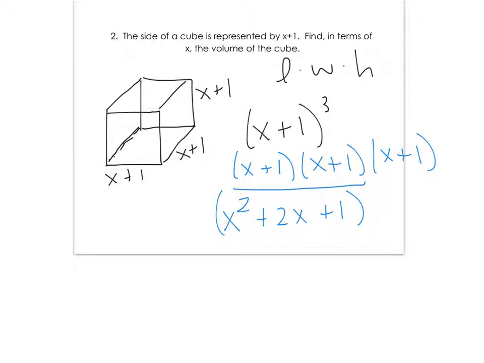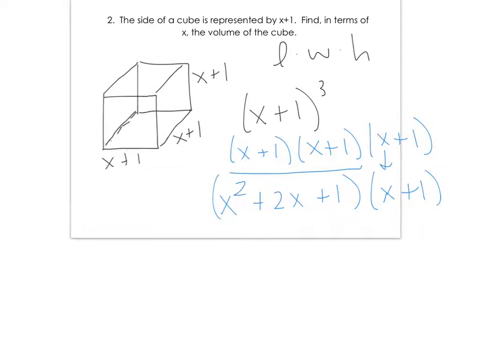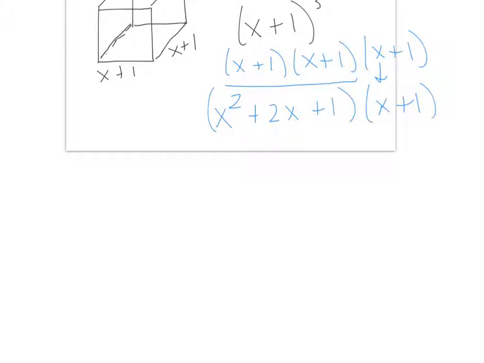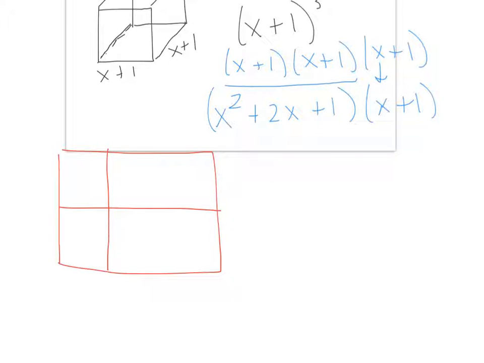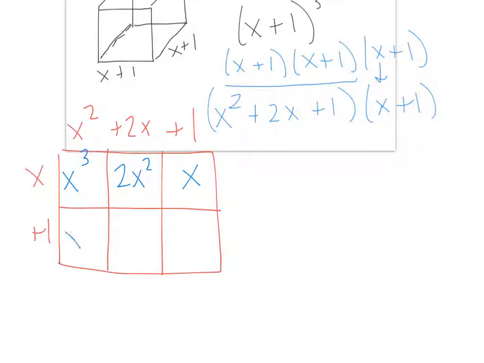So I get now a trinomial, but I still have to multiply that now by x plus 1. So I'm going to go ahead and use the box method here. I'm going to make a 2 by 3 here, like this. That lines up nicely. And I have x plus 1, and here I have x squared plus 2x plus 1. And x times x squared is x cubed. 2x times x is 2x squared. 1 times x is x squared there, 2x, and 1.